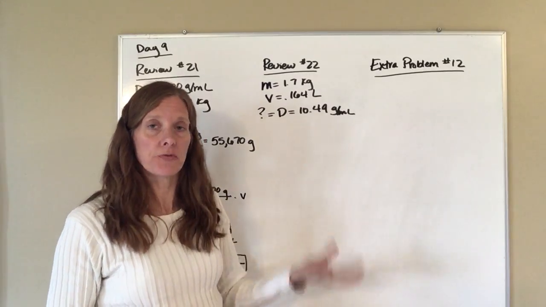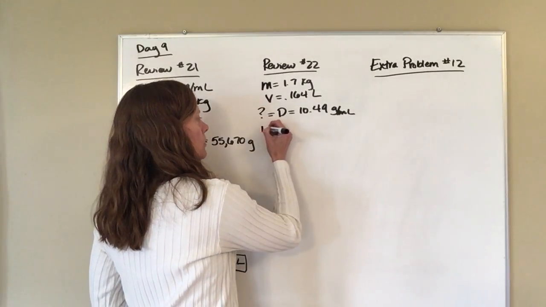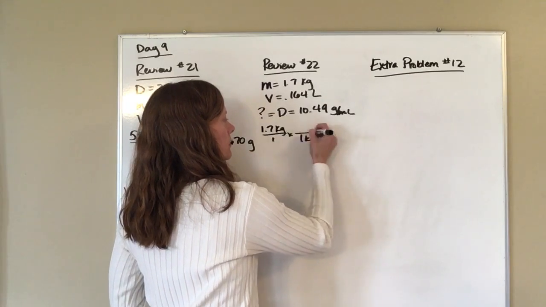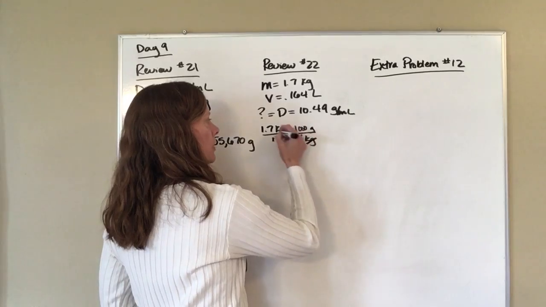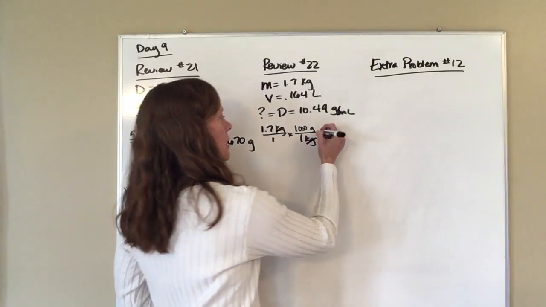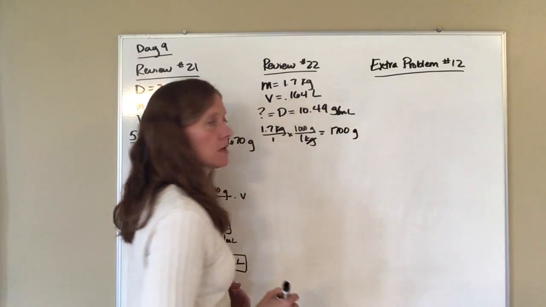And so I've got to convert so that my mass units are the same in both of those. So I've got 1.7 kilograms. I'm going to convert from kilograms to grams, where 1 kilogram is 1,000 grams. Hopefully this kind of conversion has gotten very easy for you by now. So that's going to give me 1,700 grams.